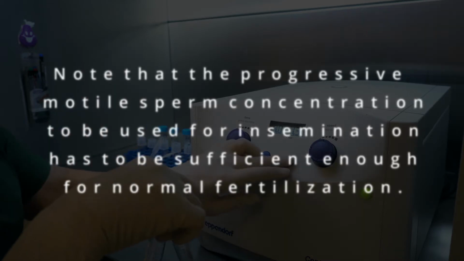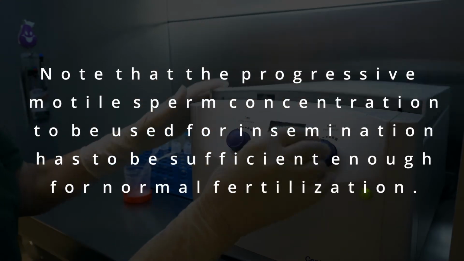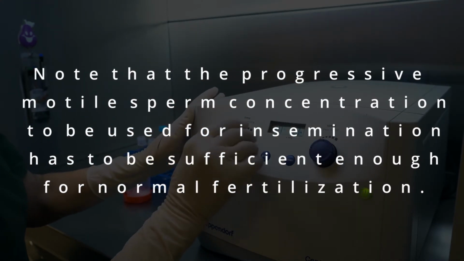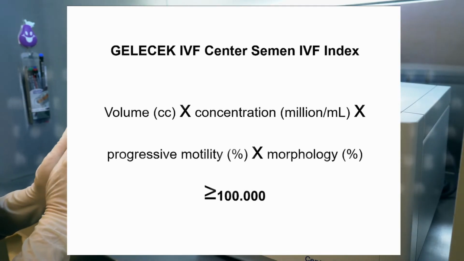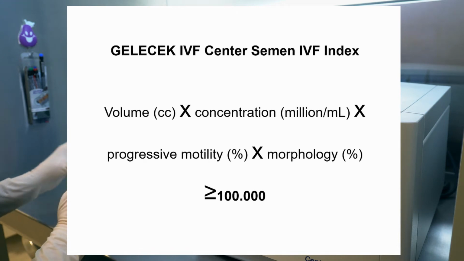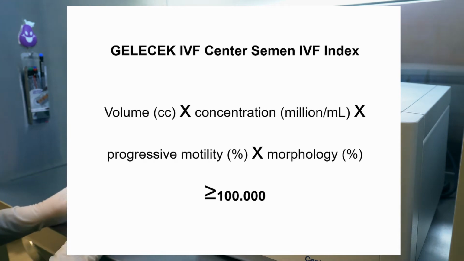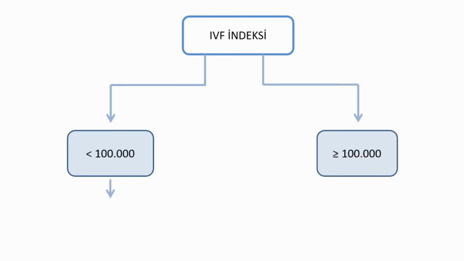Note that the progressive motile sperm concentration to be used for insemination has to be sufficient enough for normal fertilization. In Gelecek IVF Center, a cutoff index value of 100,000 is defined for progressive sperm cells with normal morphology. Hence, we prefer CIVF for couples with an index value of greater than 1000.